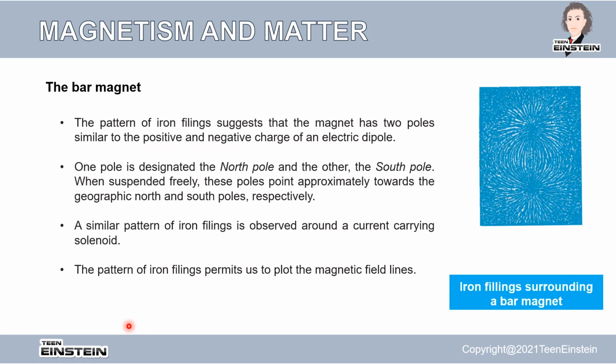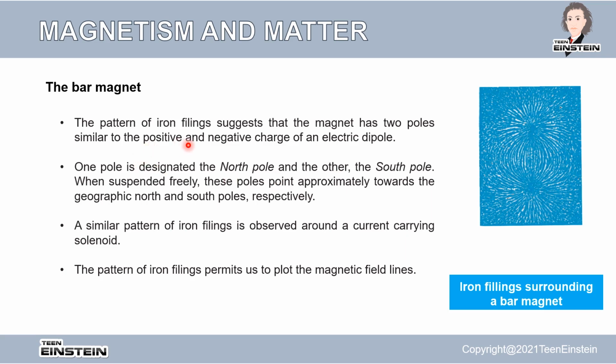Okay, now let's look at a bar magnet. When you take a bar magnet and let's say you keep paper on top of it and sprinkle some iron filings on it, then the iron filings will look like this. This looks like there are two poles, one here and one here, and the magnetic field lines are represented by these iron filings. This is exactly what happens when you have a bar magnet and put iron filings on it.